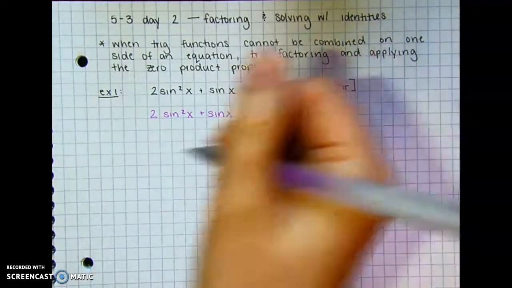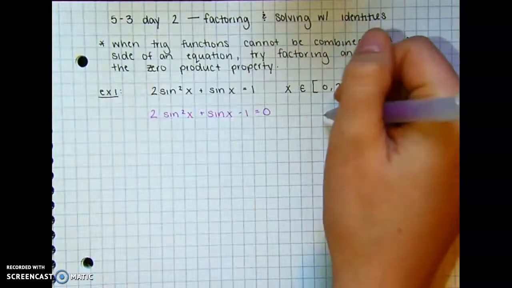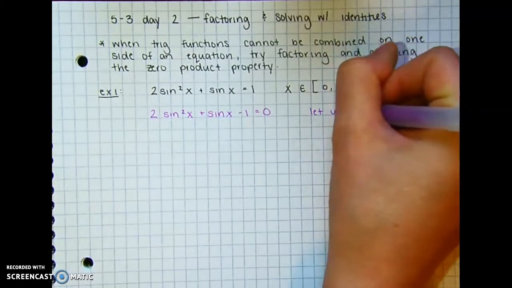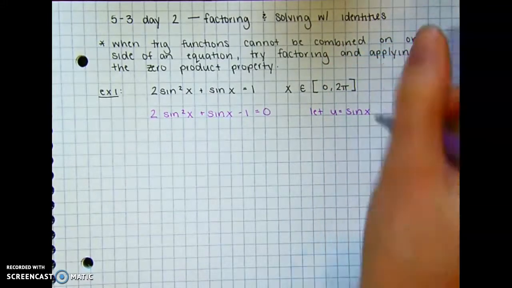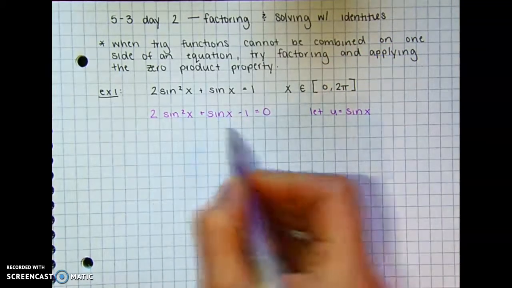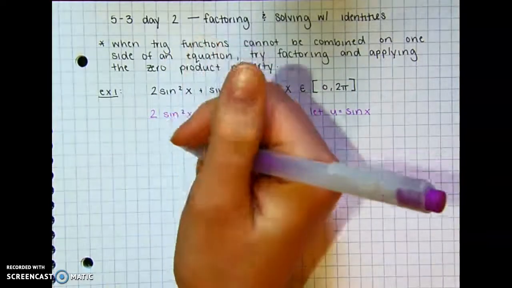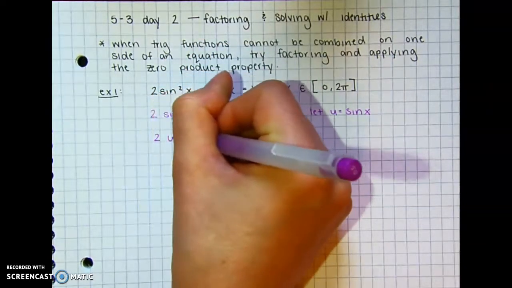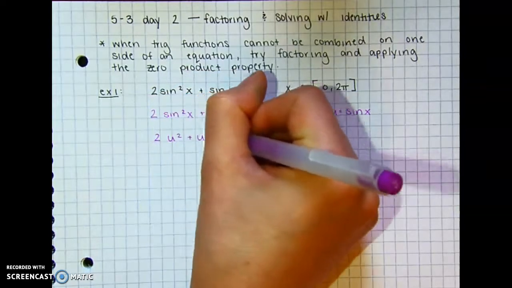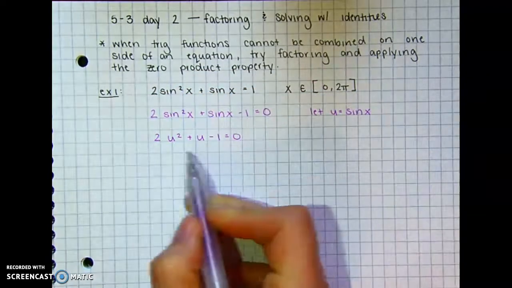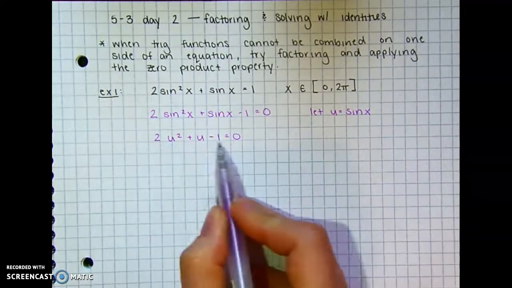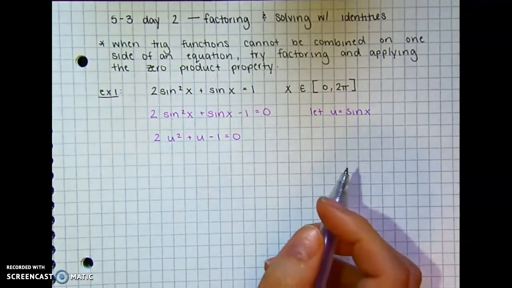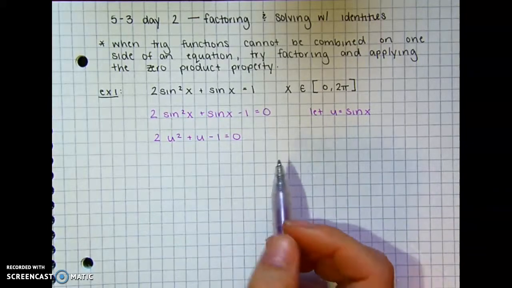And then we're going to let u equal sine of x. So I'm going to replace all of my sines of x's with a u, just to make it look a little bit more like a quadratic. And then I'll go back later. So now this is a little bit easier to solve. I'm going to solve this by using factoring by grouping.